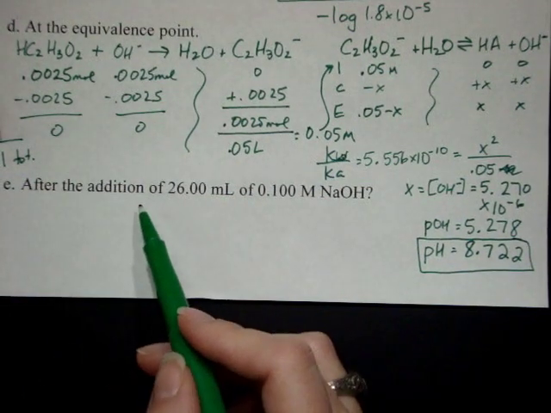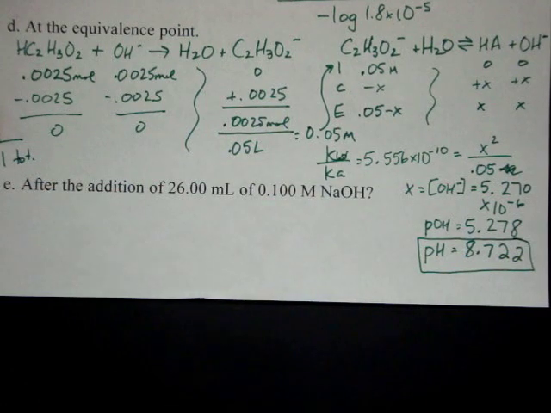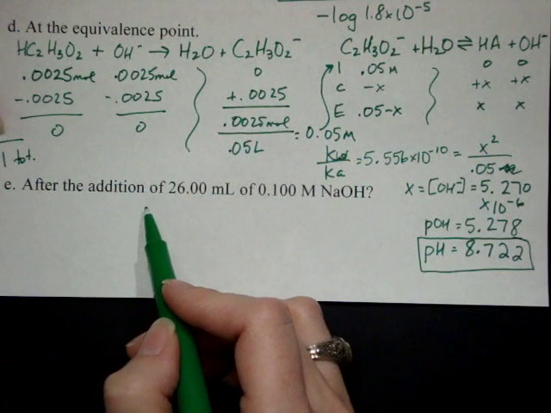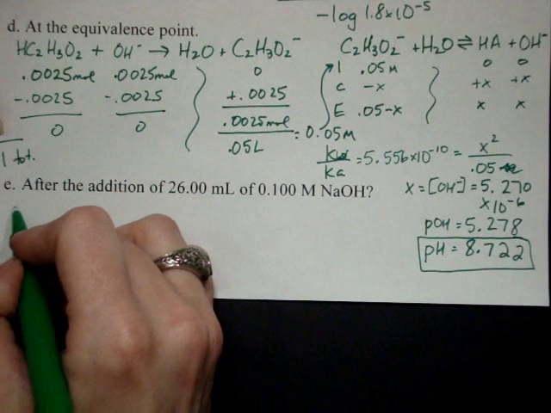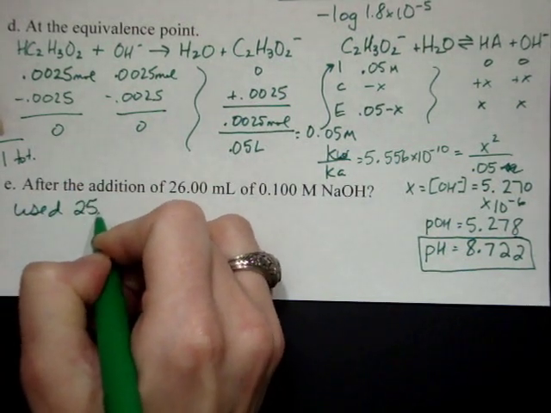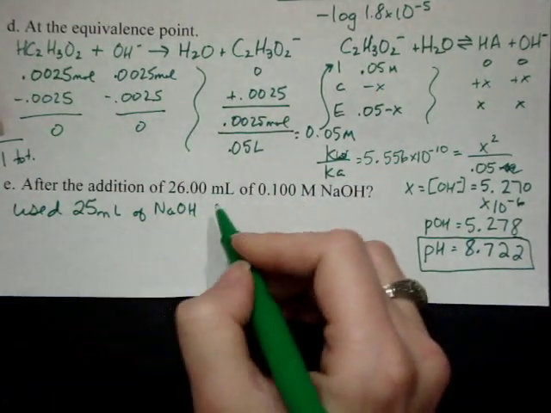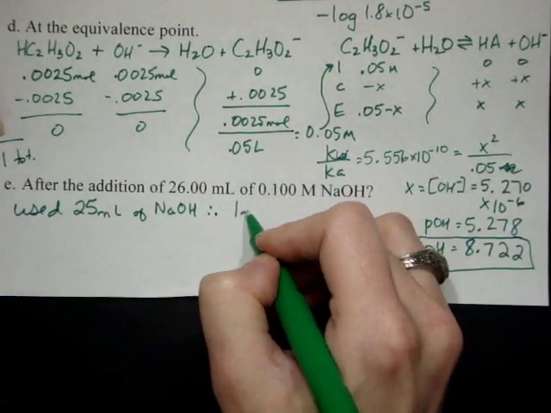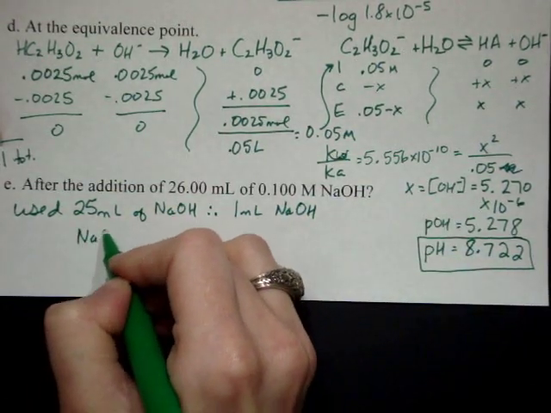The final thing is, after the addition of 26 milliliters of 0.1 molar NaOH, now we have exceeded the equivalence point. So at that point we're going to have significantly more base, essentially strong base. You can either do the BCA chart, or you can think through this logically. We used 25 milliliters of NaOH to neutralize the acid solution. Therefore, we have 1 milliliter of NaOH left over, since it's a strong base.